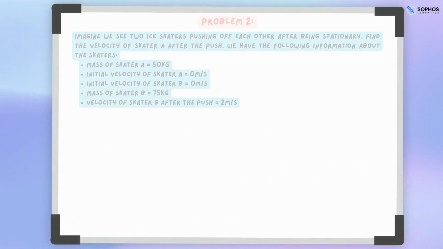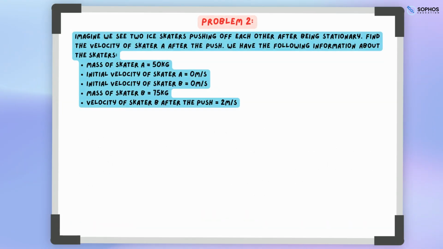Now let's look at problem 2. Imagine we see two ice skaters pushing off each other after being stationary. We have the following information about the skaters. The mass of skater A is 50 kilograms. The initial velocity of skater A is 0 meters per second because they are initially at rest. Skater B also has an initial velocity of 0 meters per second as they are also at rest.